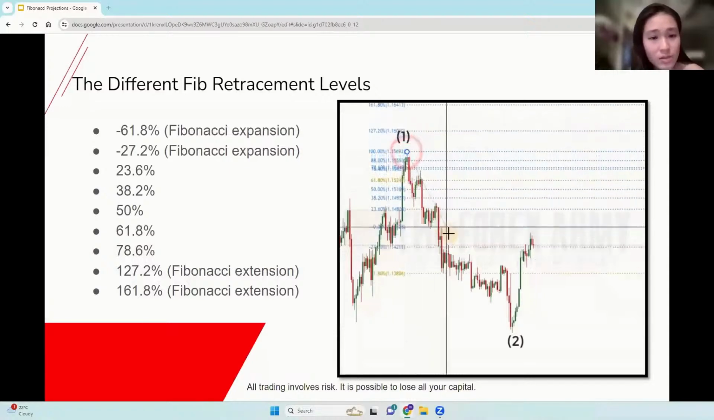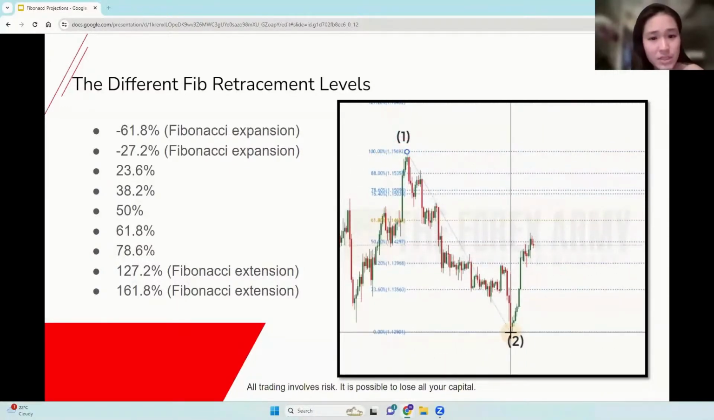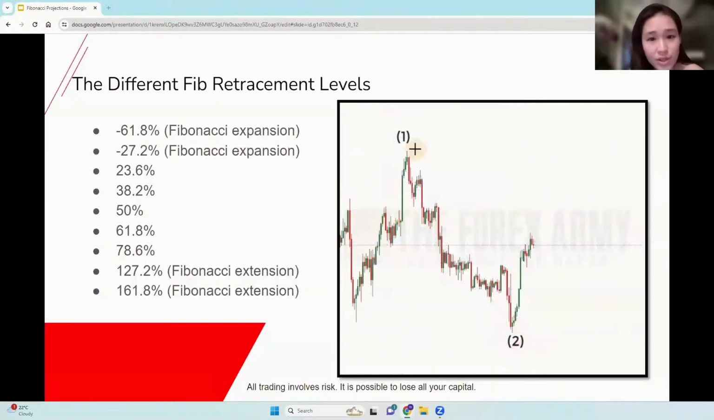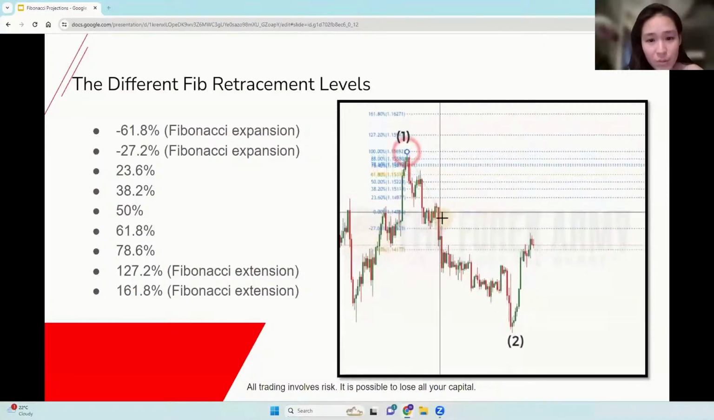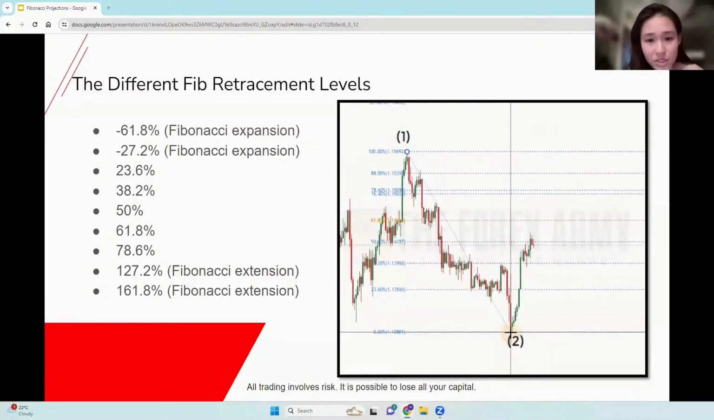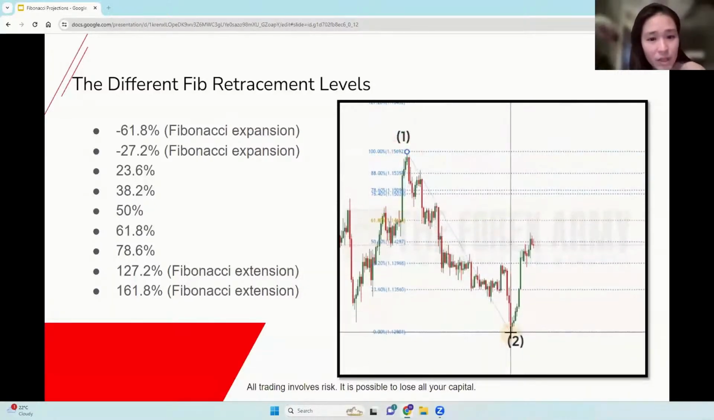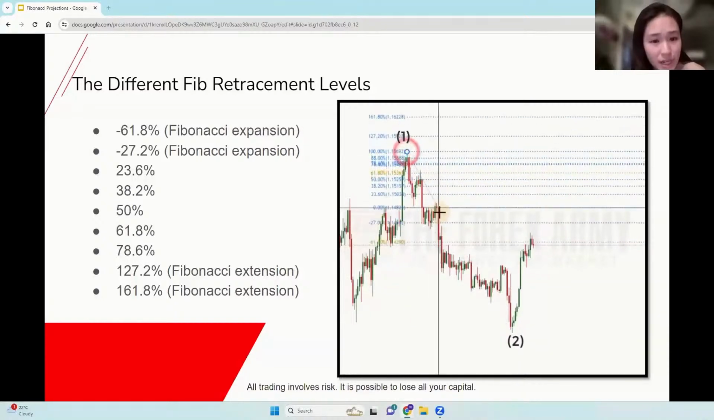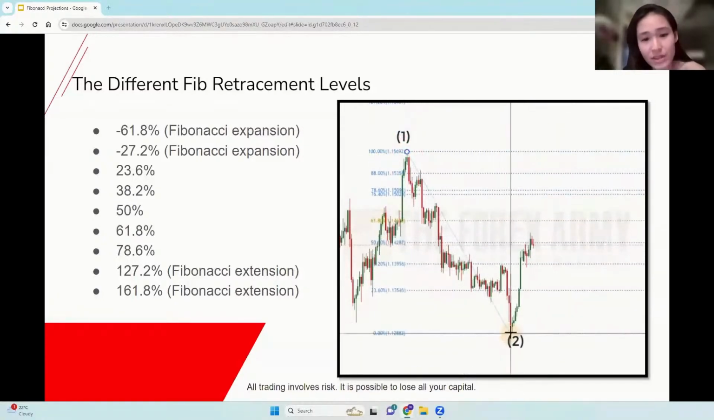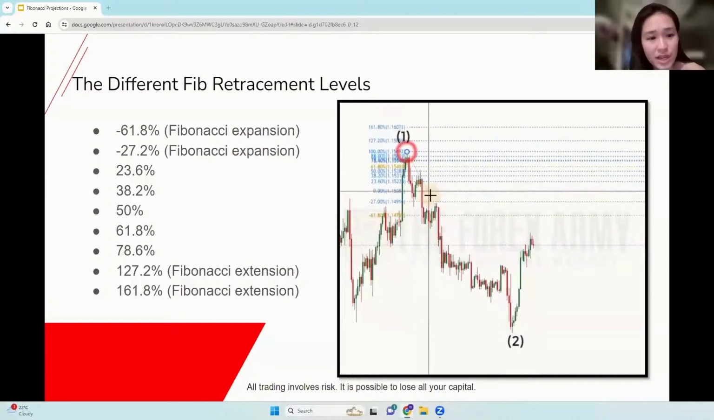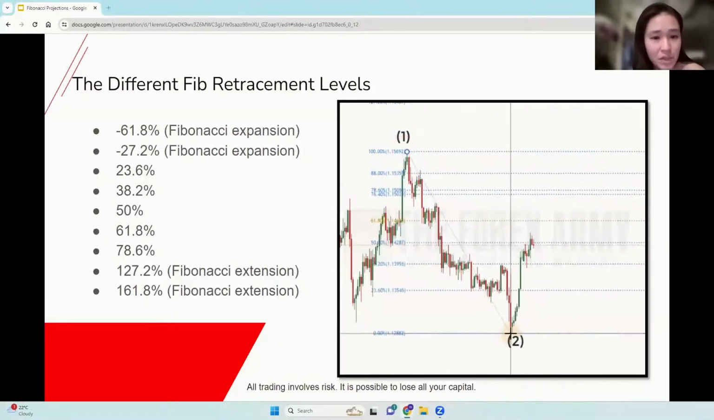Now, these are the Fibonacci numbers that we typically use. If you've been here for our previous Fibonacci webinars, this will look familiar. Basically, this shows you how you draw your Fibonacci retracement trend line and also the different types of levels ranging from the negatives to levels that are greater than 100.